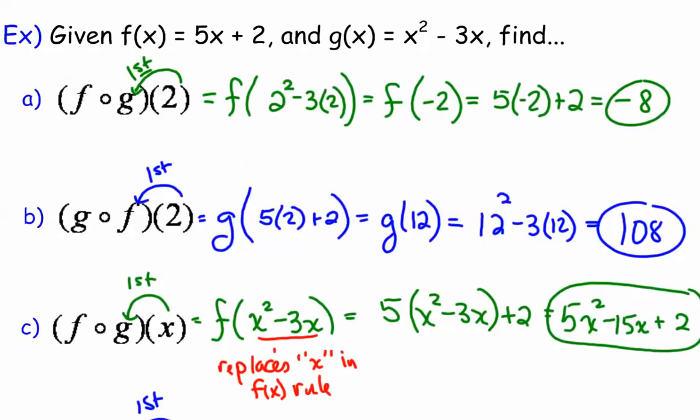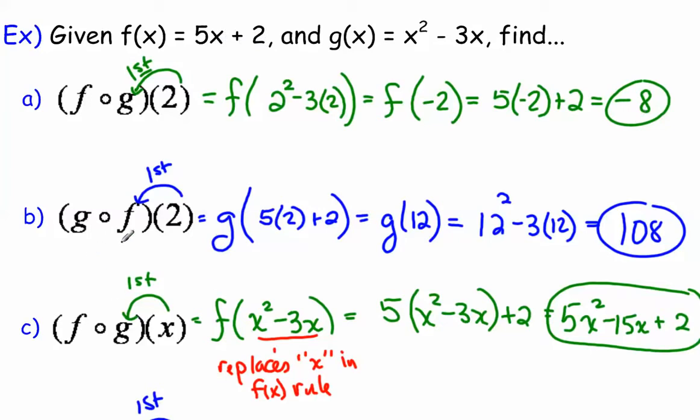Let's take a look at some examples to illustrate. F of x is 5x plus 2 and g of x is x squared minus 3x. Okay, so f of g of 2. I'm going to take my 2. First thing it goes into is what's closest, g. So I'm going to put it into this x squared minus 3x rule, and that's going to be a negative 2. Then I'm going to take that answer, negative 2, and I'm going to plug it into the f. So the 5 times negative 2 plus 2, and we're going to get a negative 8.